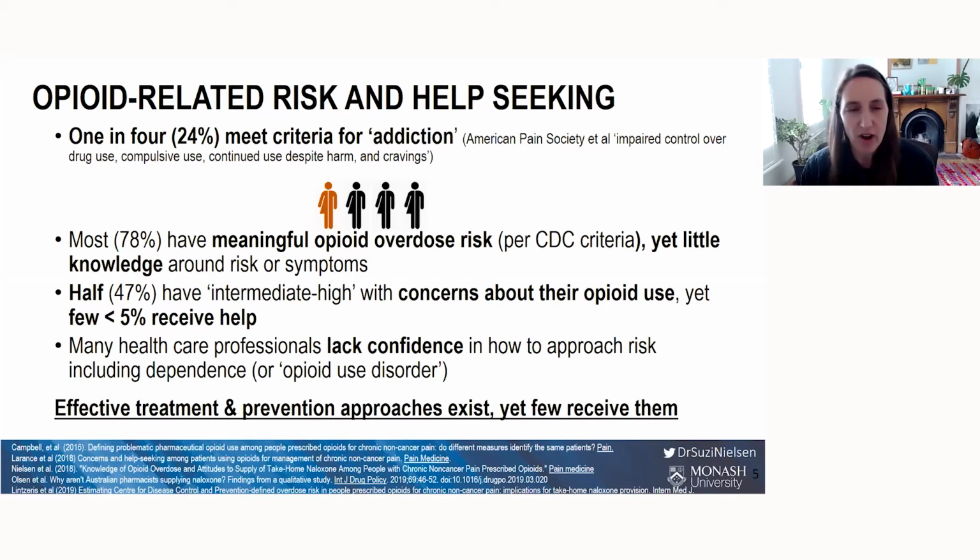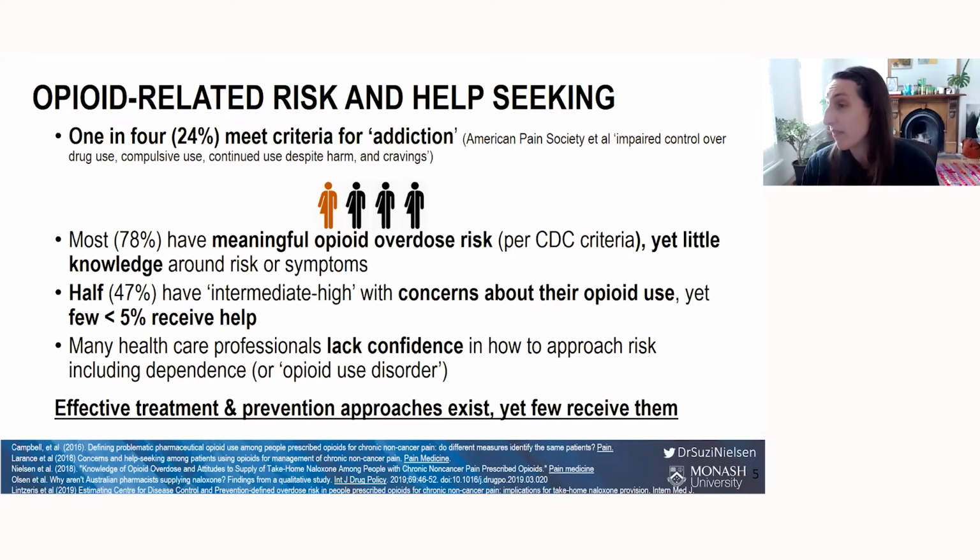But we did find among that group, 1 in 4 met criteria for addiction as defined by the American Pain Society. So they were experiencing symptoms like impaired control over use, compulsive use, continued use despite harm or cravings. And we also know that most of that population, 4 out of 5 in fact, have meaningful opioid overdose risks as per the CDC criteria, yet very few of them have knowledge around what the signs and symptoms of opioid toxicity are or how to respond. So there is a bit of a gap in trying to reduce these opioid-related harms.